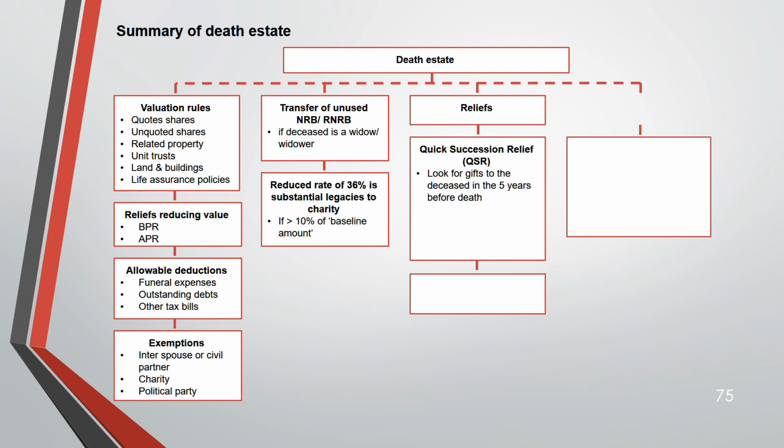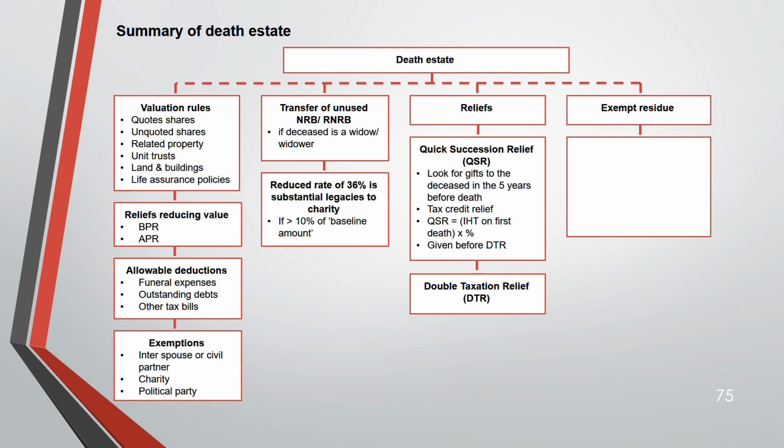Reliefs: quick succession and double taxation relief. Quick succession, you have to look at the death within 5 years. So look for gifts to the deceased in the 5 years before death. Tax credit relief, that means from your tax you can reduce it. This is how you get your quick succession relief. I've given you the formula: IHT on first death into percentage. IHT on first death they give you, and sometimes through formula you can calculate. Given before DTR and DTR. DTR, you know, is the lower of the overseas tax suffered and UK tax on the asset.